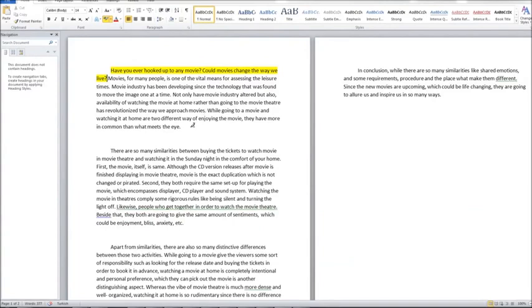But the last thing is the thesis statement, which is: while going to a movie and watching it at home are two different ways of enjoying the movie, they have more in common than meets the eye. So there are similarities and differences. That's what I understood from the last sentence, which is the thesis statement.